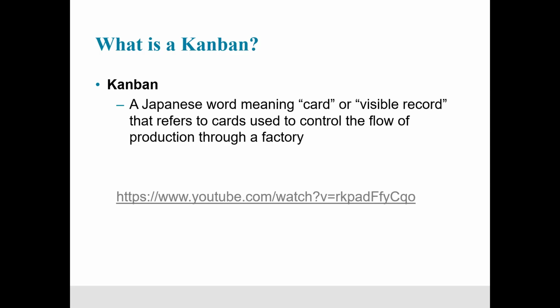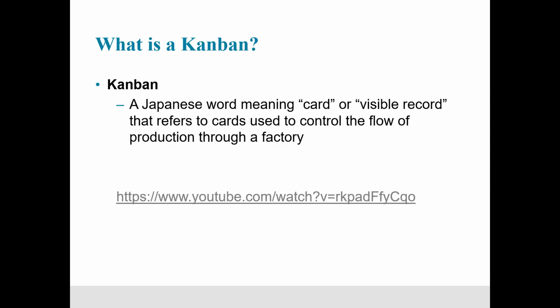Hi, I want to take a moment and talk about Kanban as one of the tools that a company that engages in lean systems thinking would typically use. Now, Kanban, like a lot of what we do in lean thinking, stems from a Japanese word, where Kanban refers to a card or a visible record. And a Kanban is typically used to try and reduce the amount of work in process inventory.